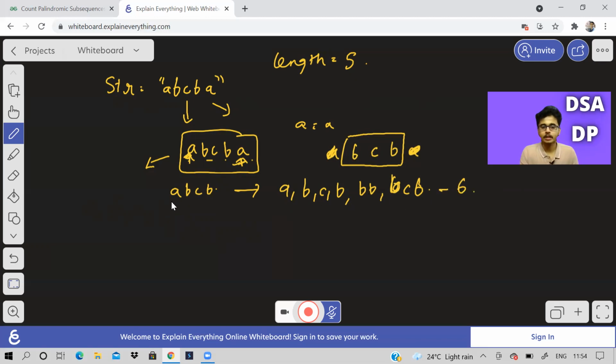Now I will do one thing. I will take the suffix part. I took the prefix part. Now let me take the suffix part. So I will have what? BCBA.